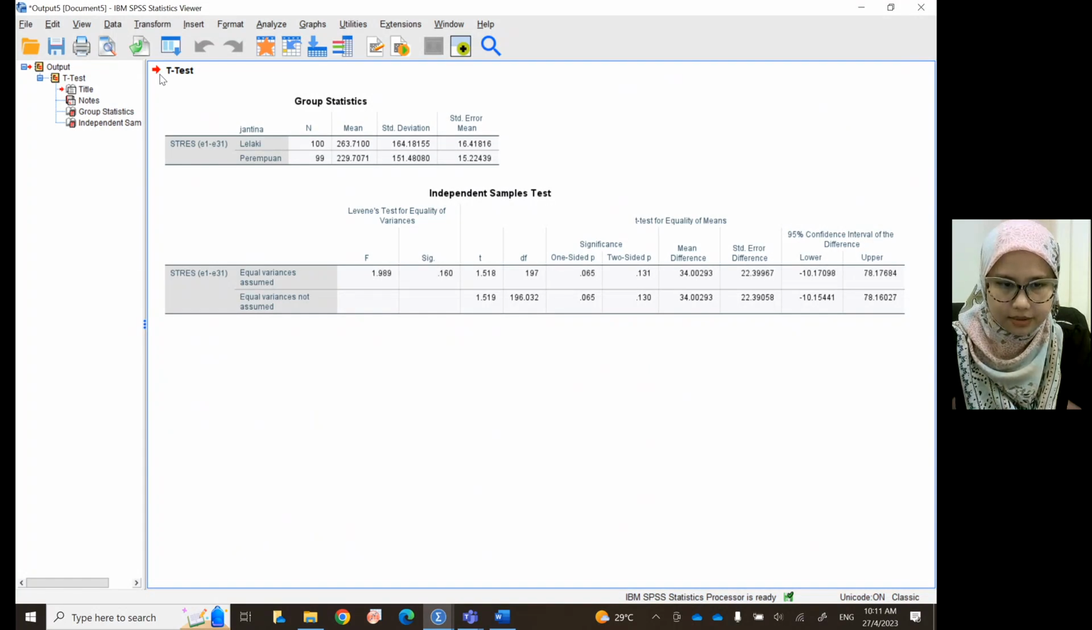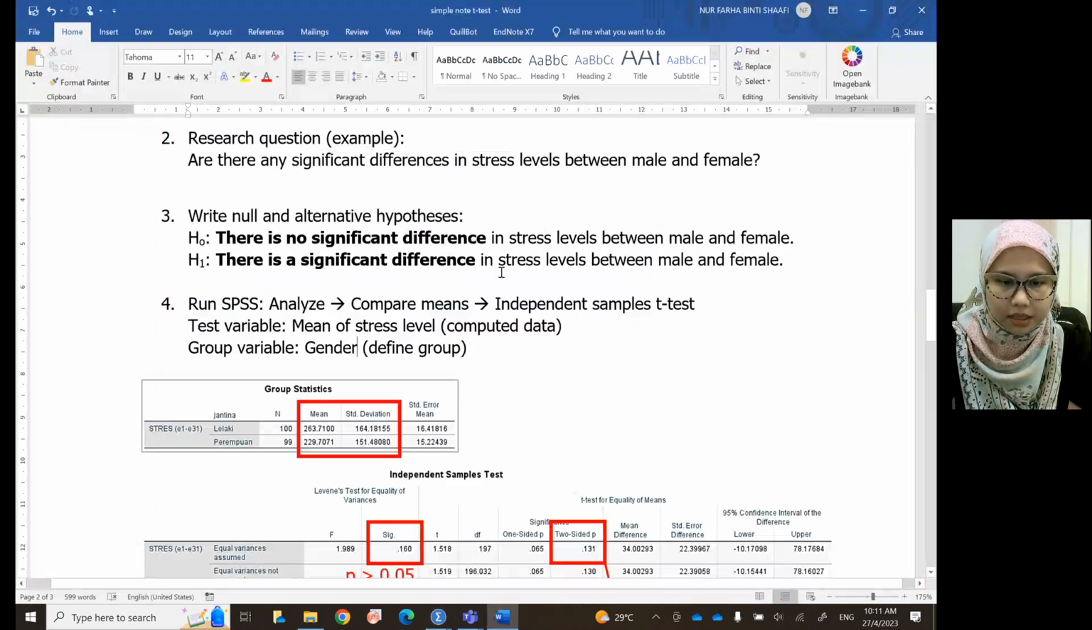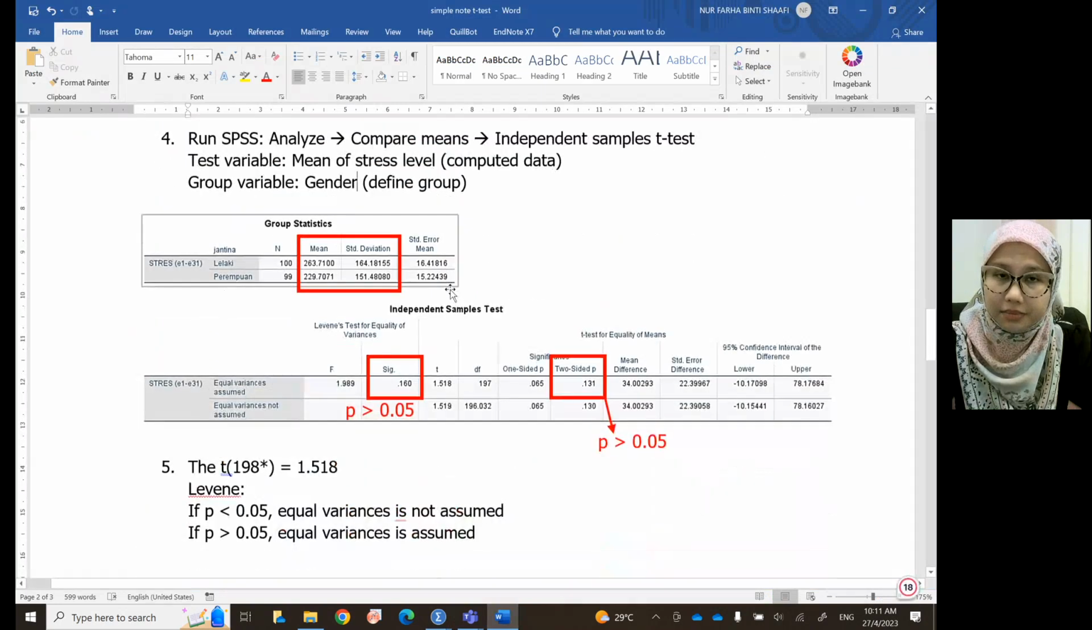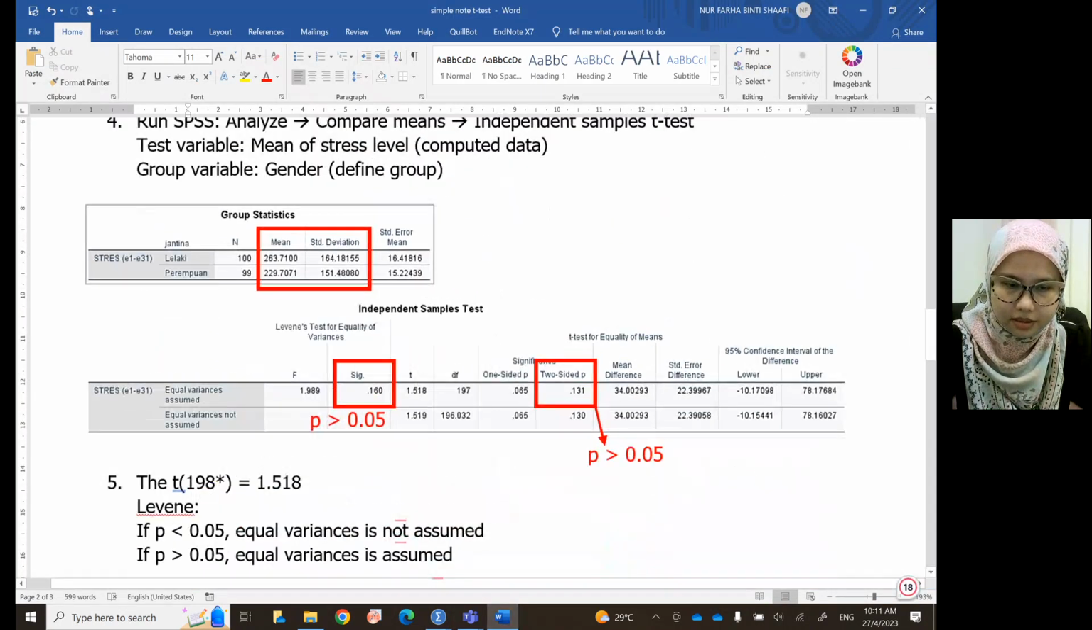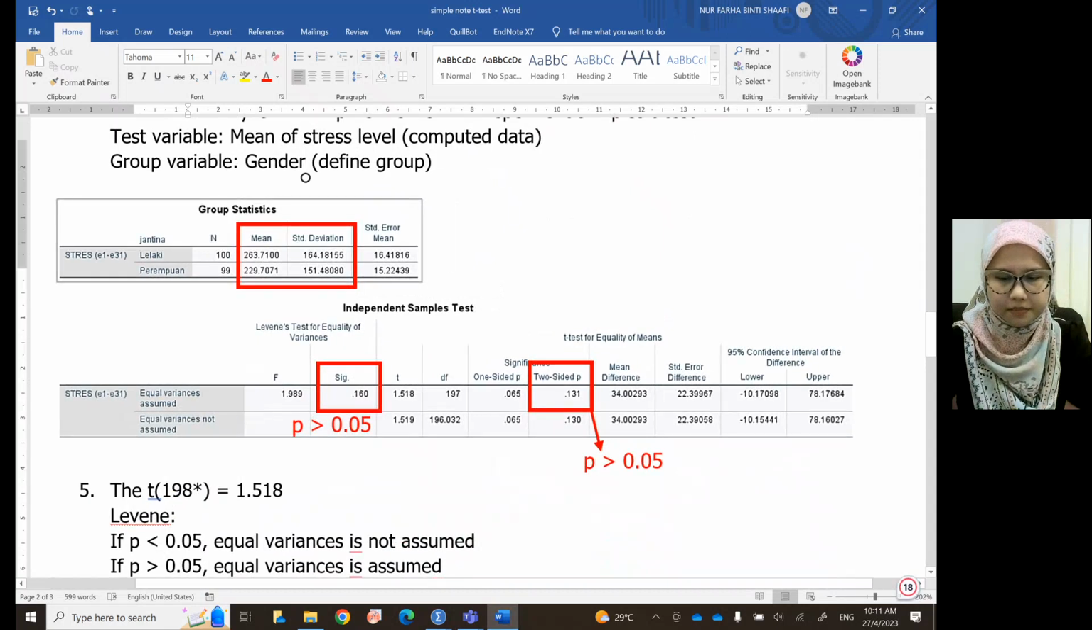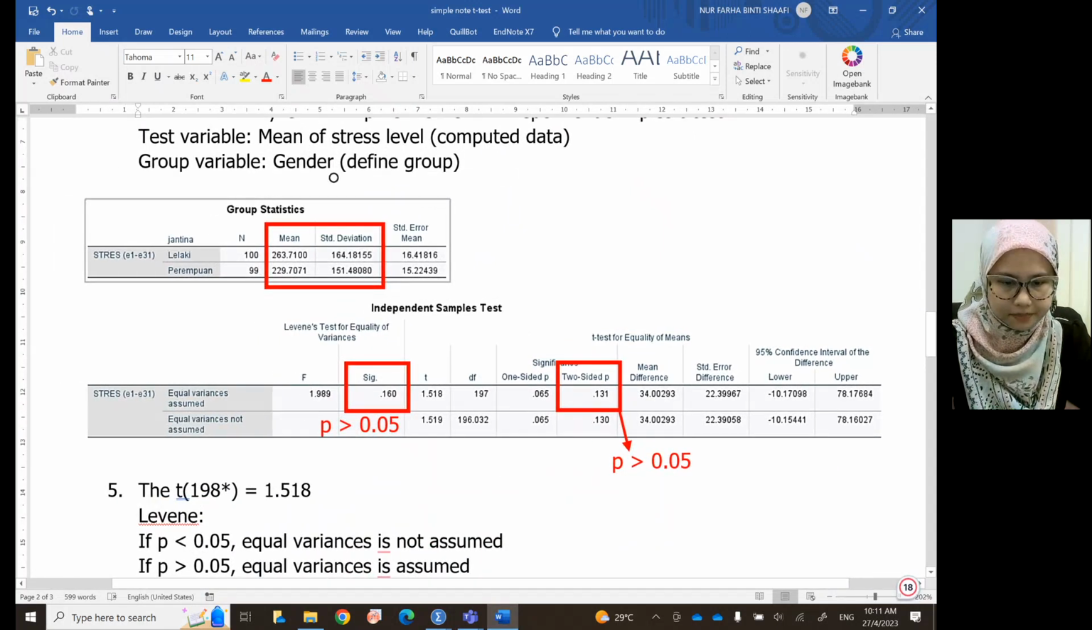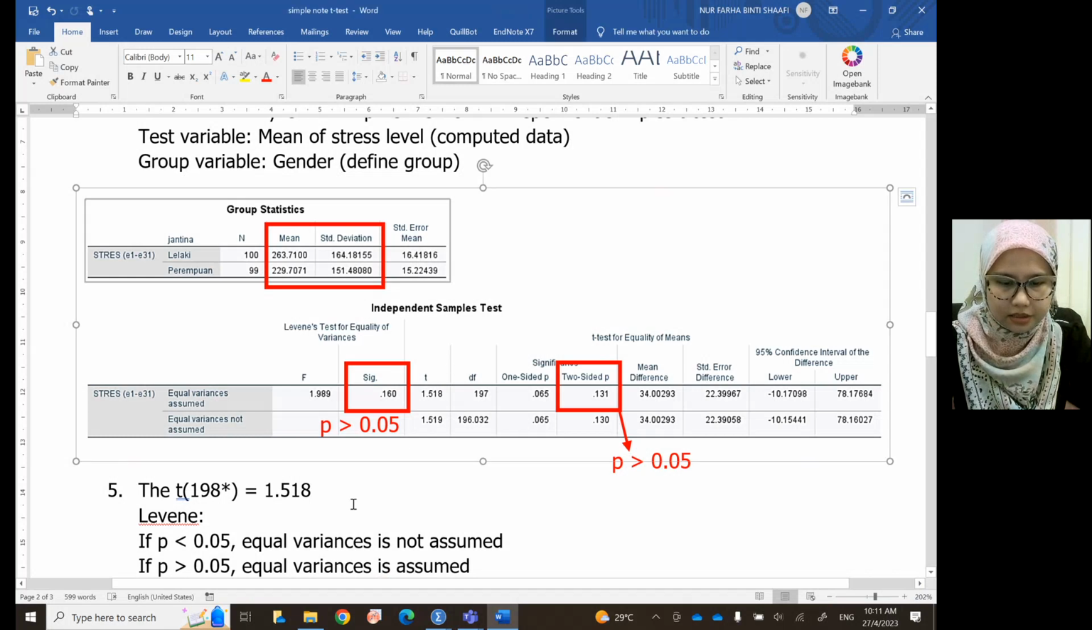This one I have screenshotted and pasted on Microsoft Word. So it is the same thing, just look at here. This is the one that I have screenshotted and pasted.